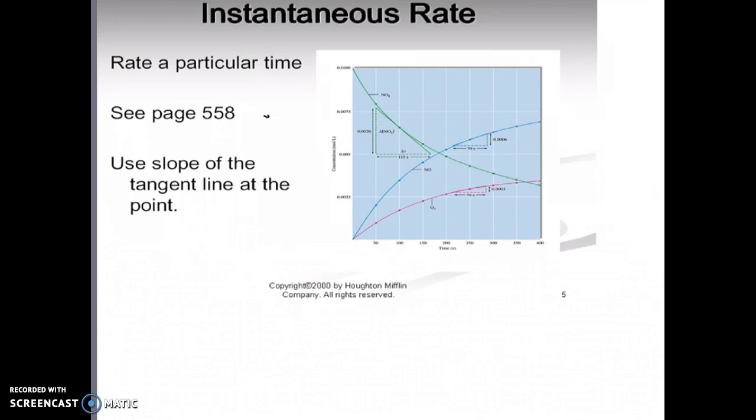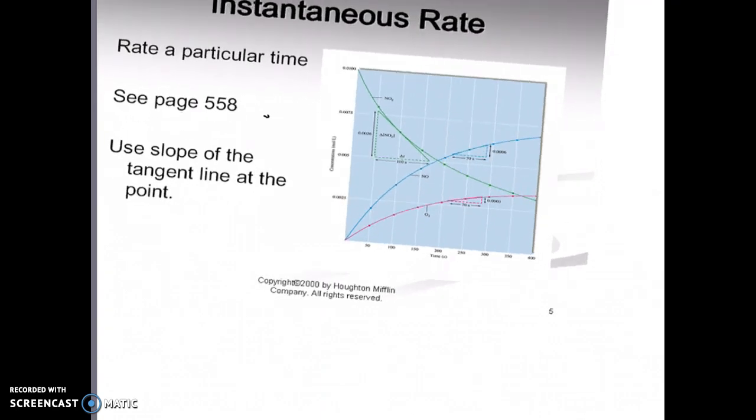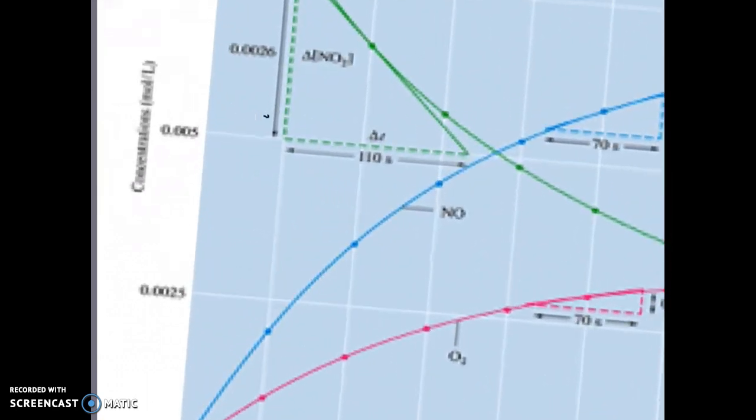If I were to make this bigger, and I know it's blurry, but we look right here at this specific point. You draw a tangent line to that, and then you find the slope. And remember, you find slope by taking rise over run.